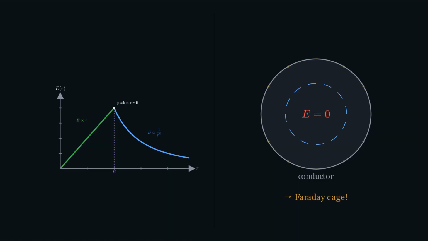What happens inside a conductor? In a conductor, charges are free to move. They redistribute until the electric field inside is 0. Gauss's law confirms this. If you draw a Gaussian surface inside the metal, E is 0 everywhere on it, so the flux is 0, which means the enclosed charge must be 0. All the charge sits on the outer surface. This is why Faraday cages work.